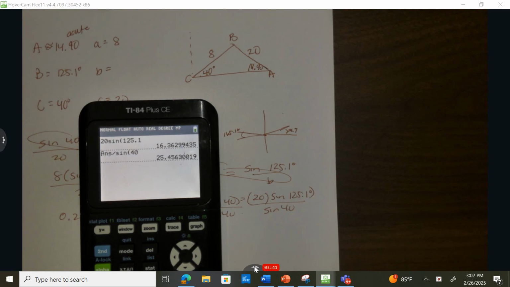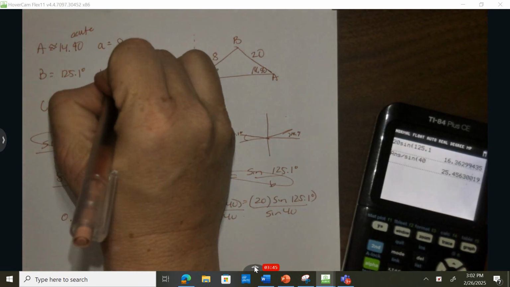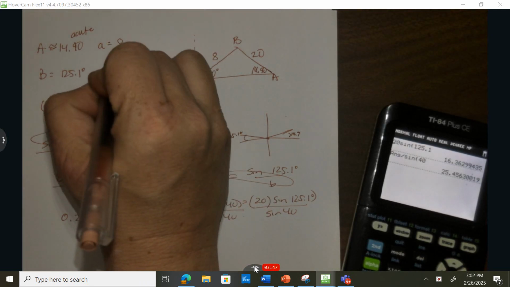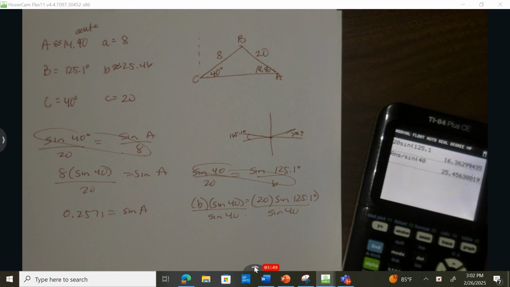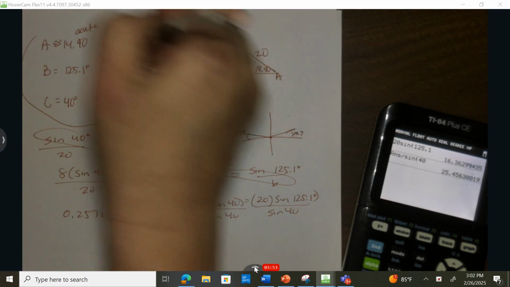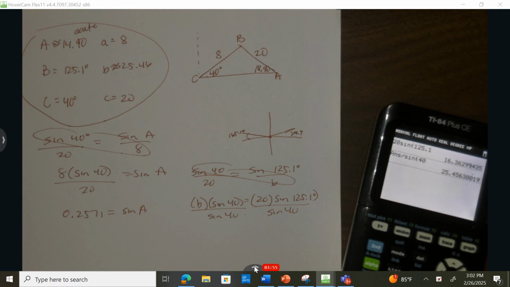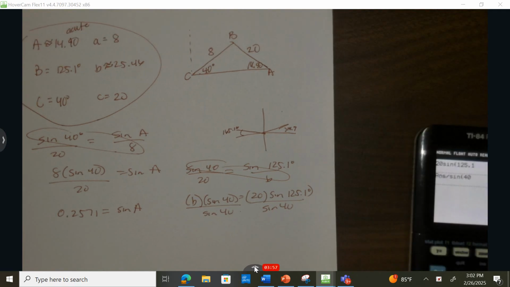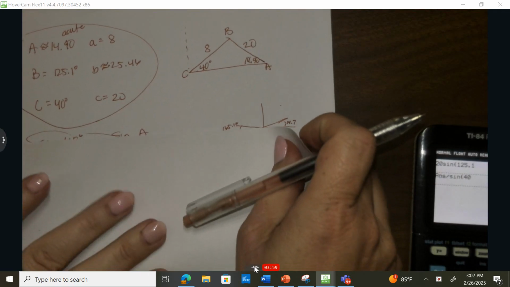All right, so 25.46. I've had to round. Okay, so I know at least one triangle exists, and this is it. Excuse me. Now let me fold this up, and let's now check for two triangles.